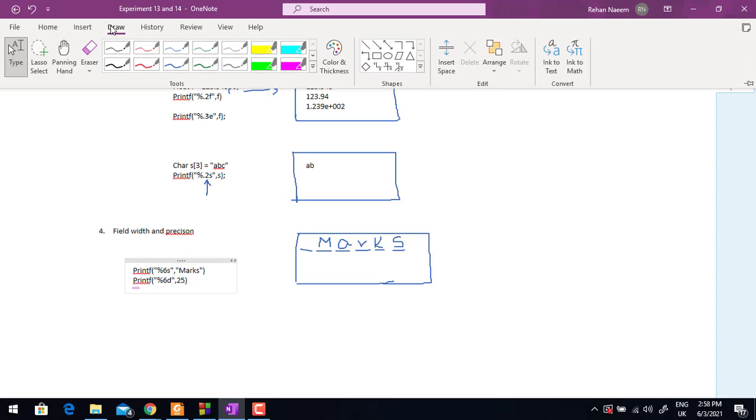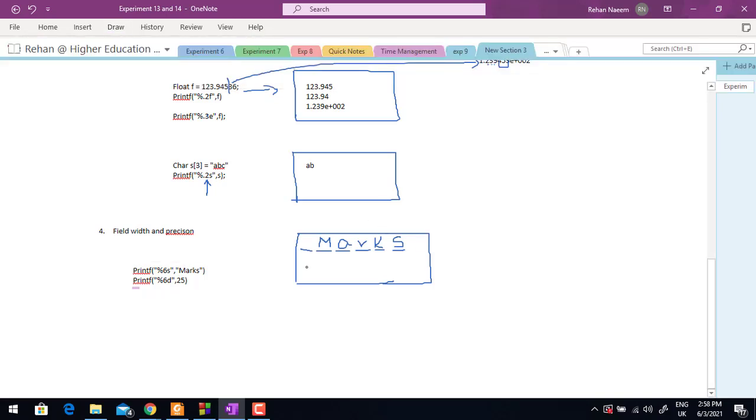6 spaces will be allocated: 1, 2, 3, 4, 5, 6. 6 spaces will be allocated for displaying 25, and 25 will be right justified. So 5 will appear over here below S, and 2 will appear over here below K, and there will be 4 spaces between 2 and the border of the screen.